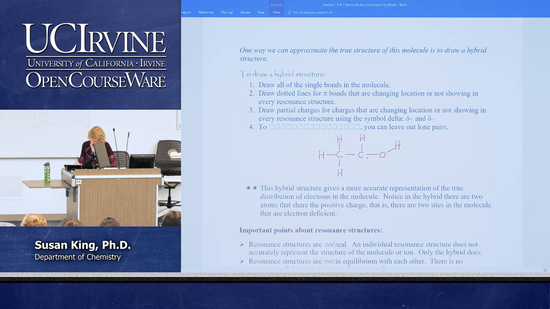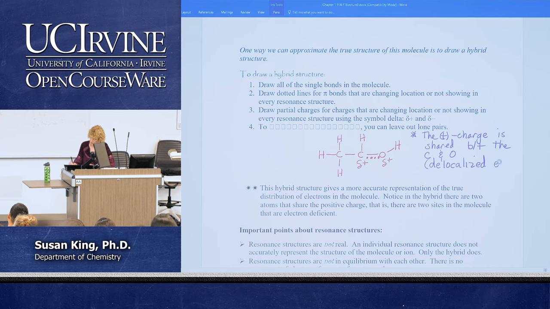All right, so dotted line here, partial positive here, because we're changing charge on that atom. Oxygen here also has a partial positive charge. And so what we see is that the positive charge is shared between two atoms. It's not just on one of them, it's shared. Okay, so the positive charge is shared between the carbon and the oxygen. So we have delocalized electrons. That's going to be a big deal here in this class, delocalized electrons.